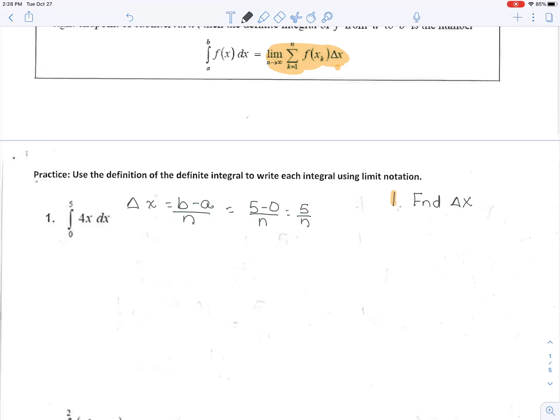Okay, so we found the first part of that. We found delta x. And the second thing we need to do is find x sub k. So x sub k is equal to a plus k delta x. What is a? A is our initial point. So in this case, a is 0, plus k times delta x, which was 5 over n.